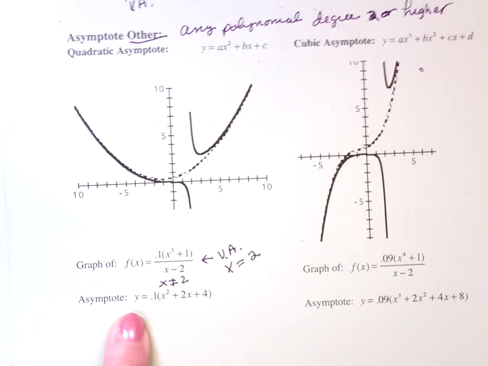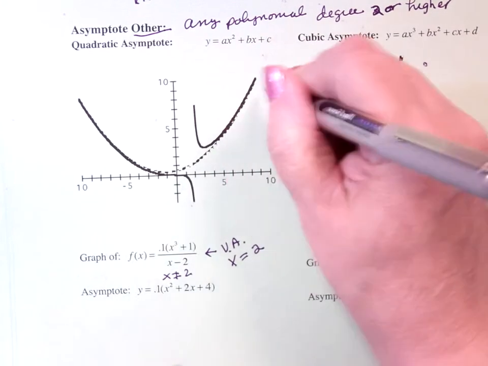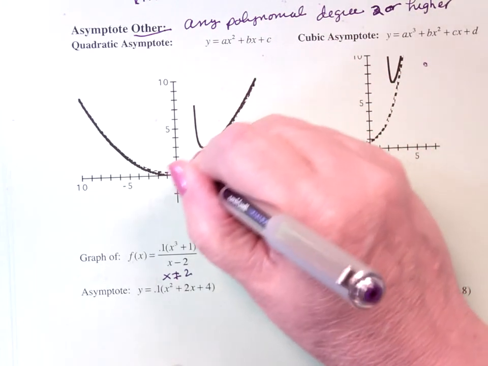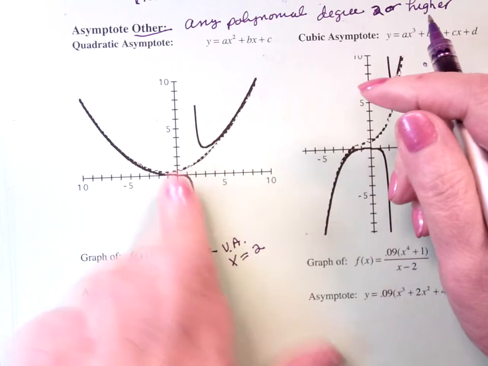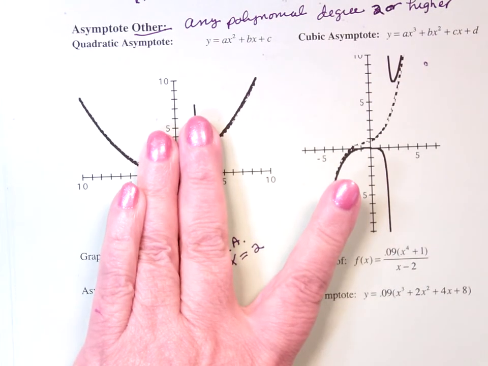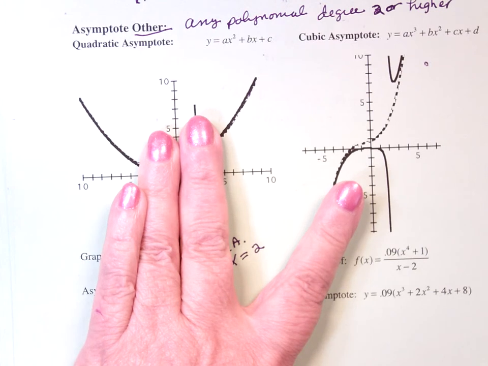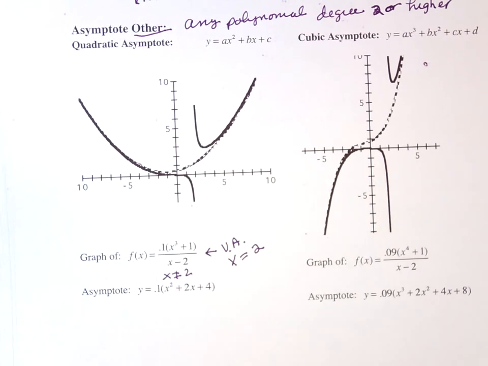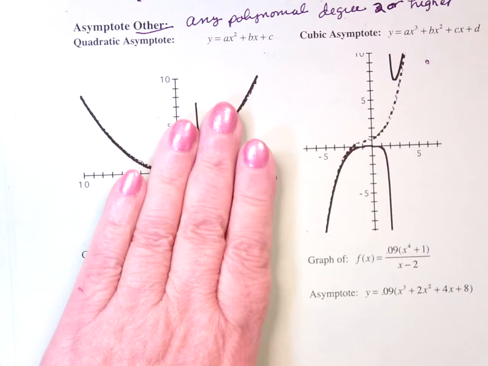So what you see is the dotted line is the asymptote. And if I look at the outside of the graph, if I didn't know what was happening on the inside, it looks like that parabola on the outside. Inside it does other stuff, but on the outside it looks like the parabola.